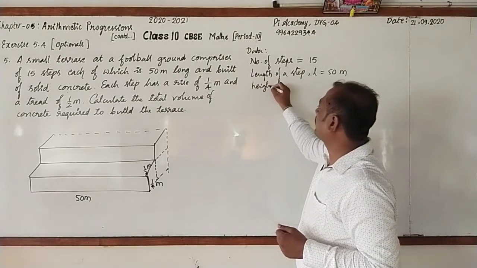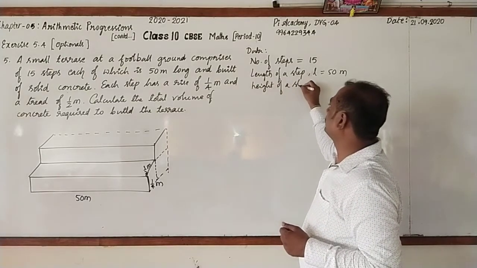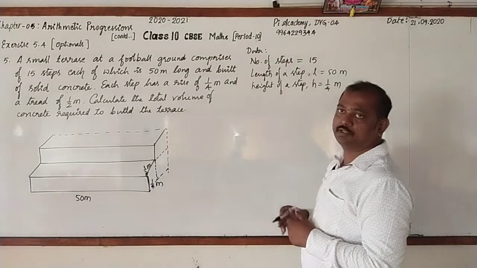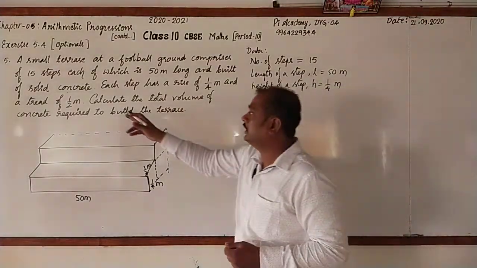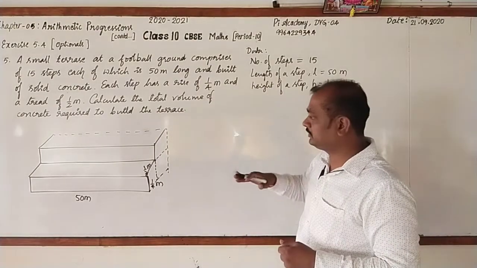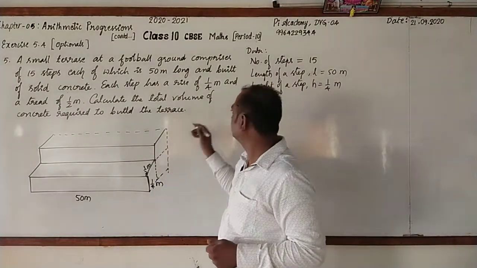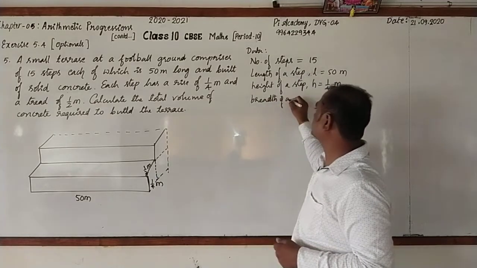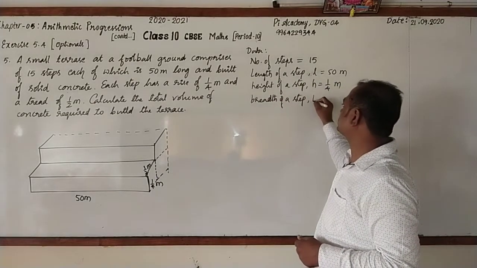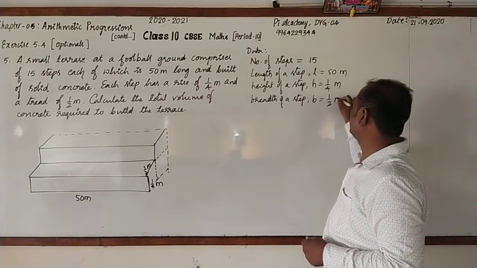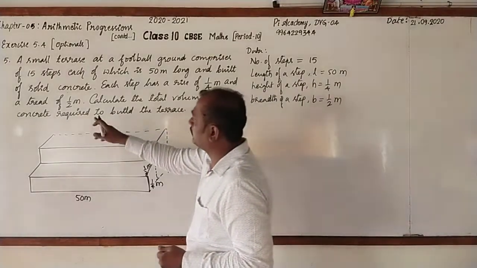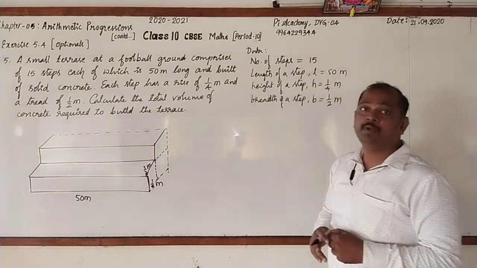Height of a step, h, is equal to 1 by 4 meter. Next, a tread of half meter, nothing but breadth. So here I write breadth of a step, b, is equal to half meter. Then calculate the total volume of concrete required to build the terrace.